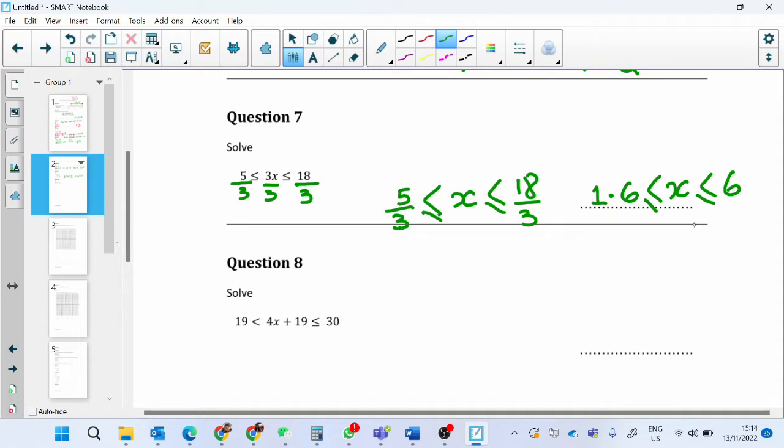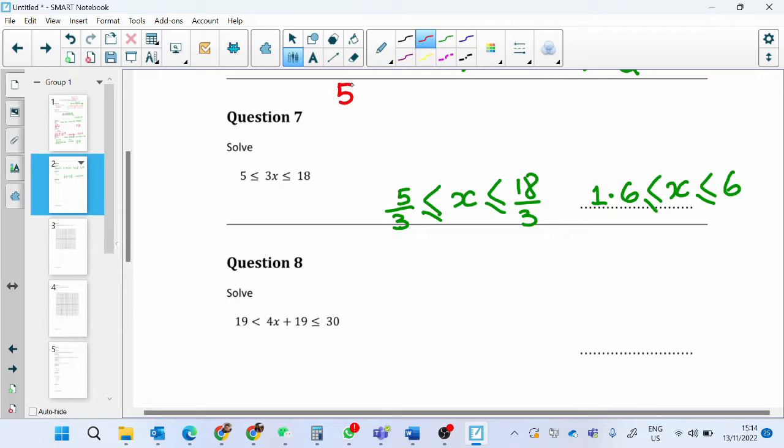So this is one way of solving this inequality, and the other way is that you simply change this inequality into two portions and then solve them separately, and at the end you combine them again.